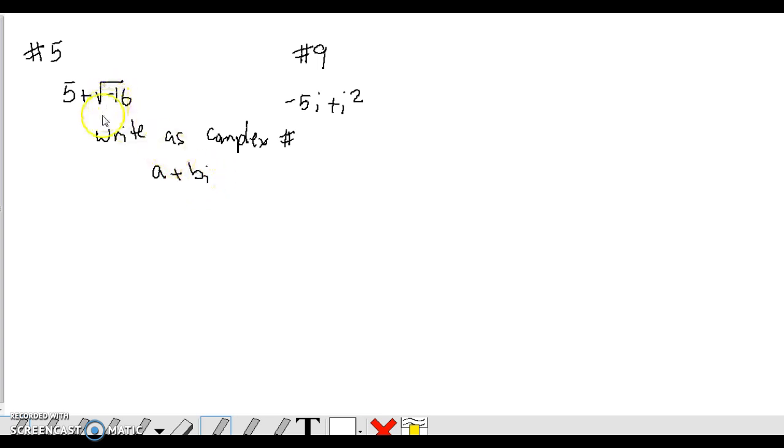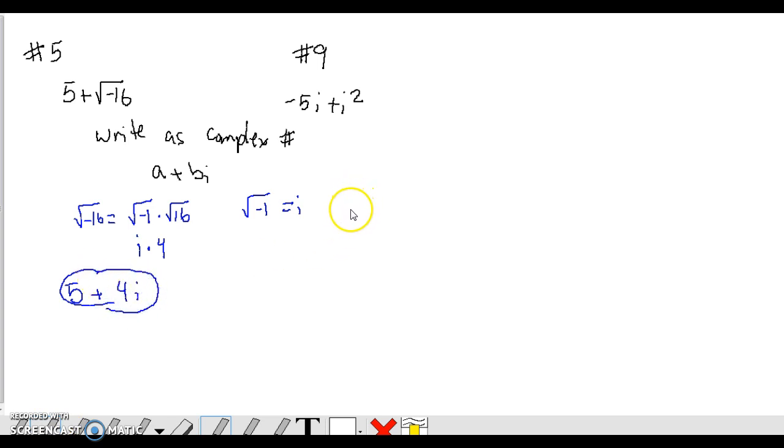So looking at number 5, the first thing we're going to do is simplify the radical of negative 16. So remember, the radical of negative 16 is the radical of negative 1 times the radical of 16. We know that the radical of negative 1 is equal to i, so this will be i times 4. We usually write it as 4i. So your answer should be 5 plus 4i. And that's your answer for number 5.